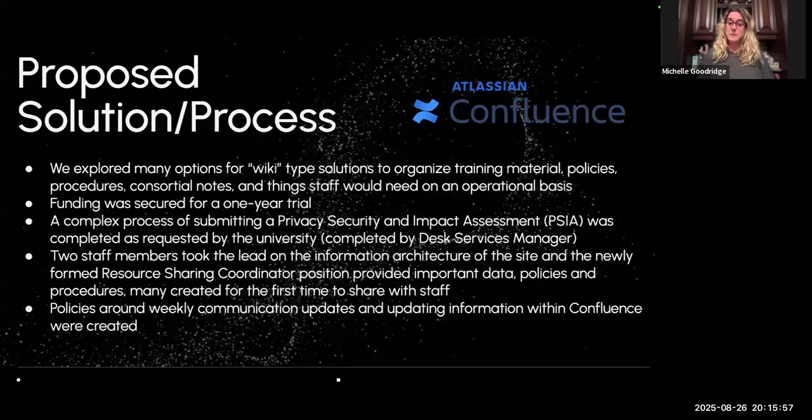We had 2 team members who took the lead on the information architecture of the site, and our newly formed resource sharing coordinator position provided a lot of that important data, policies, and things that had been either mentally in their brain and not written down, or things that were written down literally on pen and paper. We also have policies around weekly communication, updates, and updating information within Confluence.